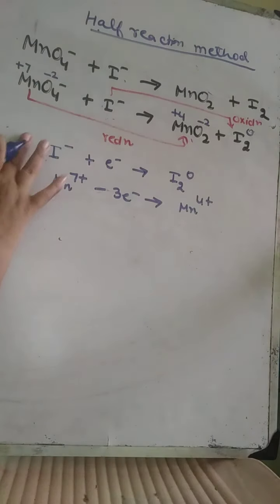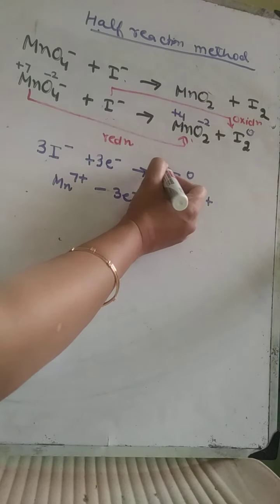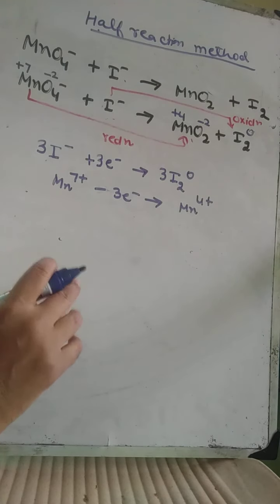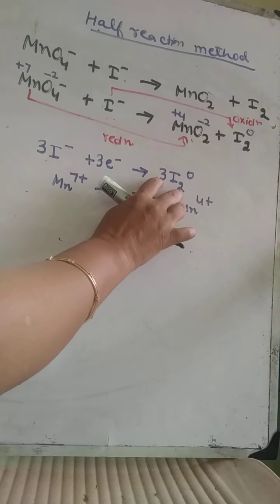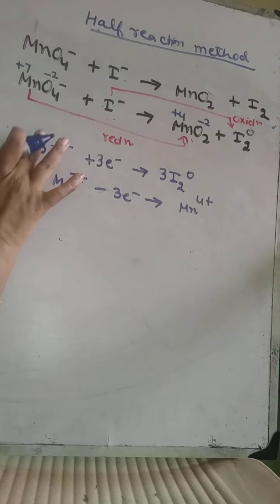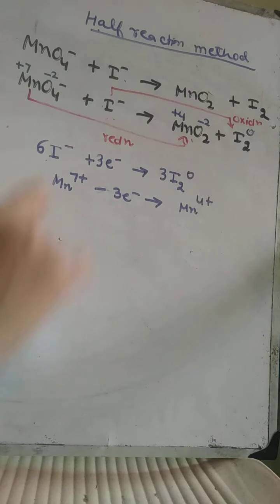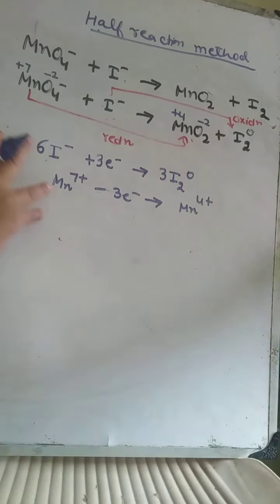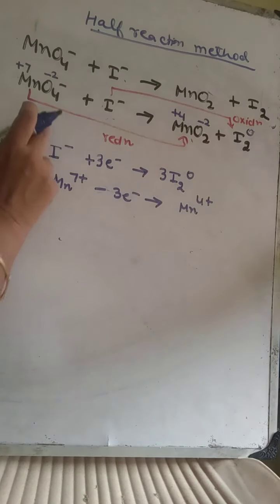So I will get 3I negative plus 3 electrons giving me 3 times I2. Now next task is, since number of electrons is already balanced, this side I am having 6 iodines, this side I am having only 3 iodines. So what I will do is, here I will balance the iodines. So now I got my skeleton equation correct. If you want this one, you can do in rough again. Now we can write the proper equation.